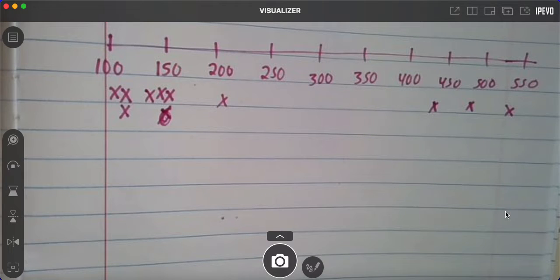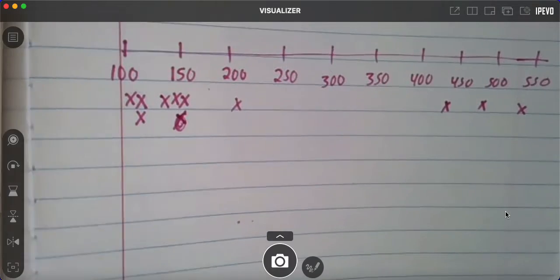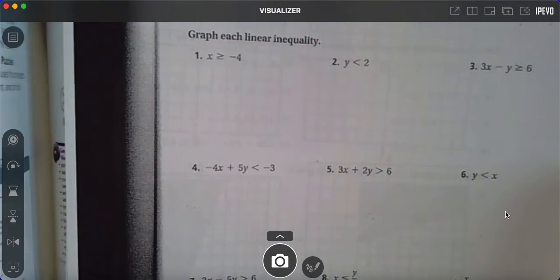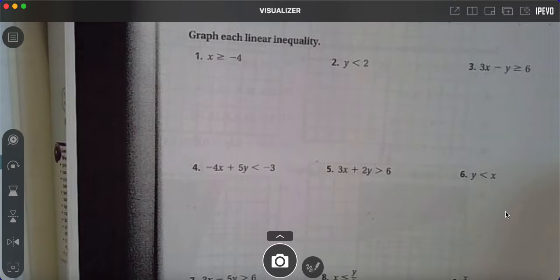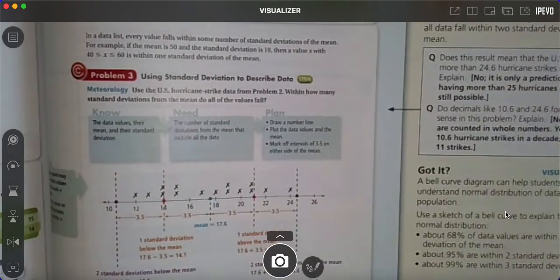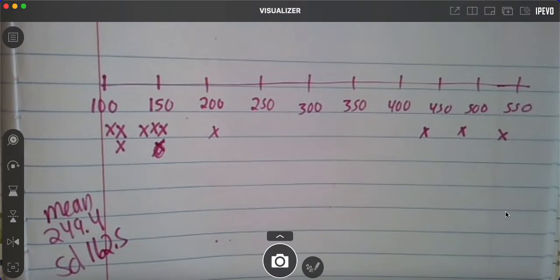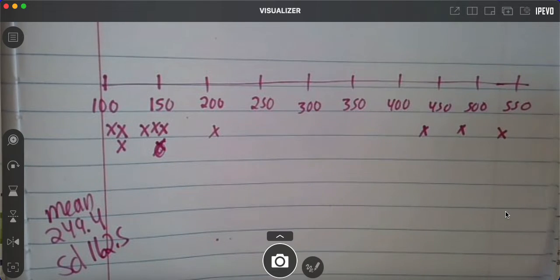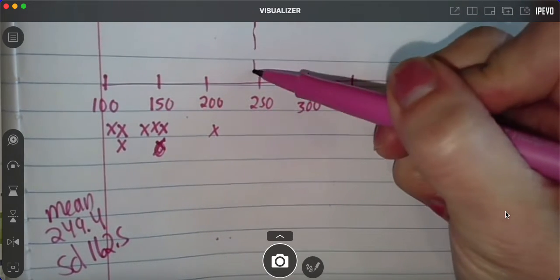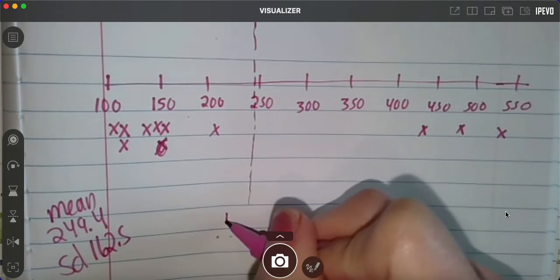Okay, on this one, do y'all remember how to do that? I'm just going to tell y'all what it is. Let me look at number 9. It says my mean is 249.4. If I was to have found it using my calculator, my mean is 249.4, and my standard deviation is 162.5. So what I'm going to do is start at 249.4. That's about right here. That's my mean. That's my average.